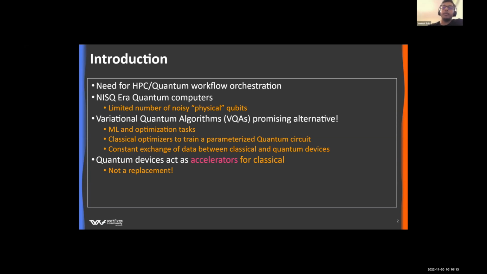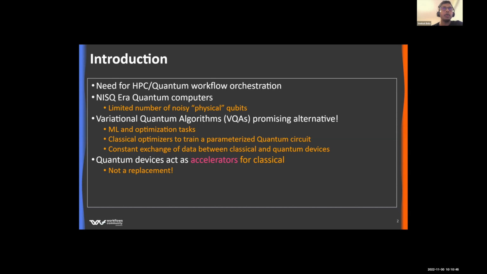Given that today we're in the NISQ era of quantum computers, where all the hardware vendors actually have a limited number of physical qubits that are typically a bit noisy, developing efficient quantum algorithms for general purpose computing is quite a challenge. In recent years, however, variational quantum algorithms, VQAs, have emerged as a promising alternative. They have shown a modest amount of success in machine learning and several optimization related tasks.